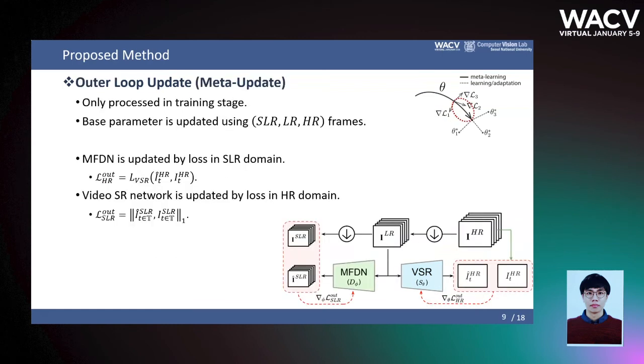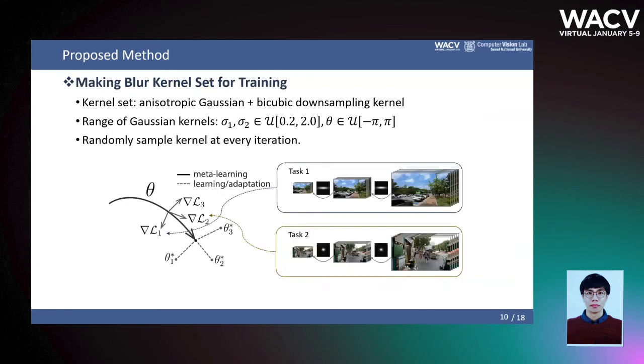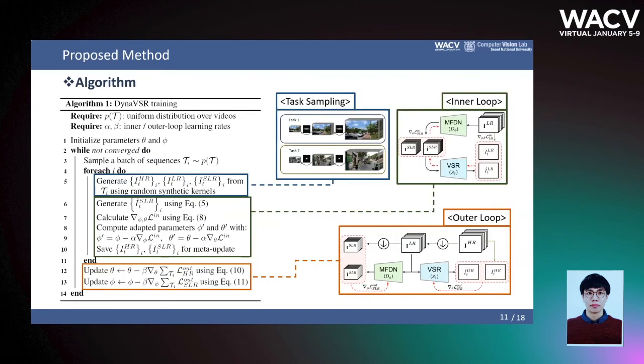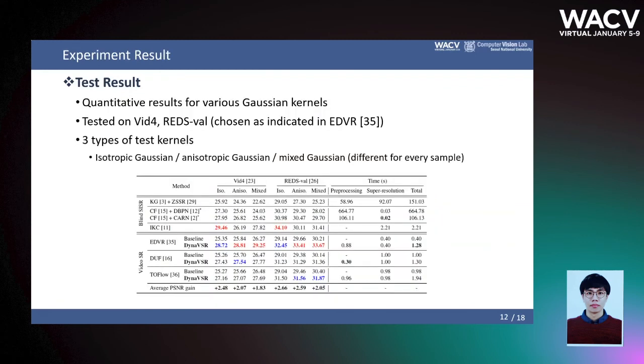For the outer loop, the base parameters are updated. We use the same reconstruction loss function for both networks, but MFDN is updated using the SLR frames, and the VSR network is updated using the ground truth HR frames. For the experiment, we use various synthetic downscaling kernels to train the framework. This is our full algorithm, and please check our main paper for more detail.